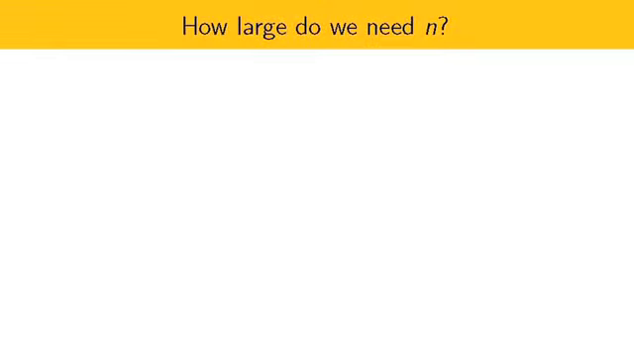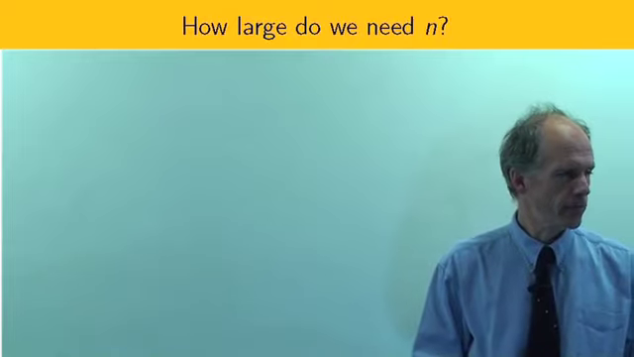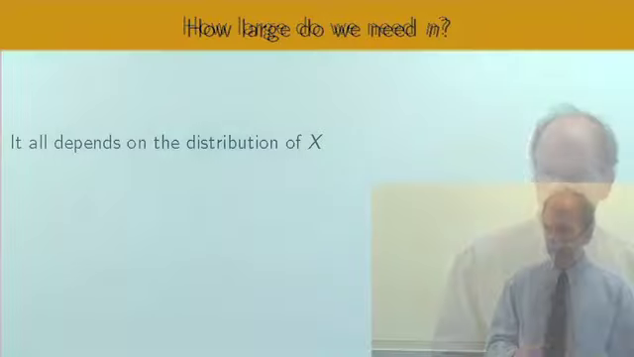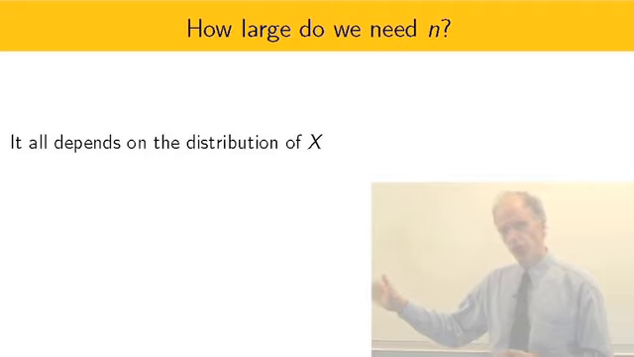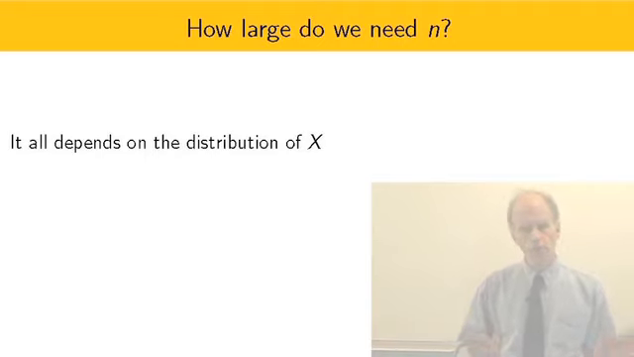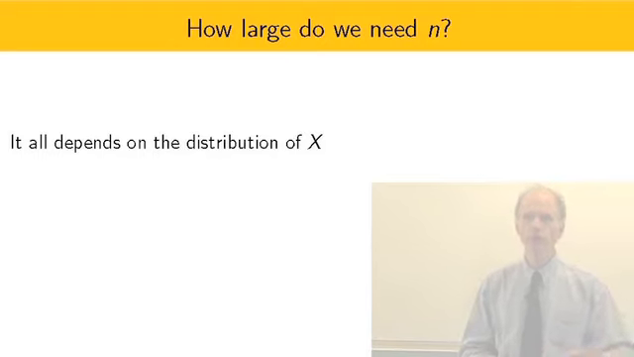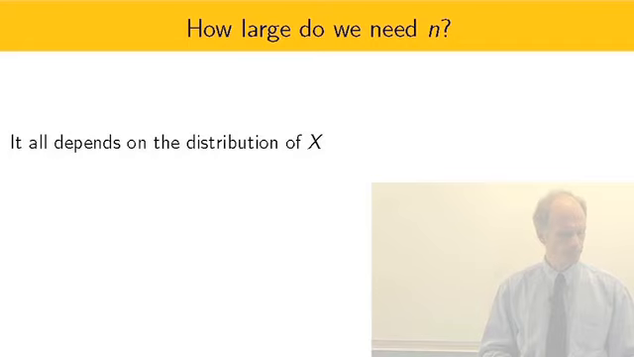Okay, so one of the questions then is how large a value do we need n to be before we get a good approximation? And it all depends, as we've seen in the pictures, really on what the distribution of the underlying random variable is. So remember, we don't need normally distributed random variables, and how large n has to be before the approximation is good will depend on where we're starting from. So some rules of thumb.